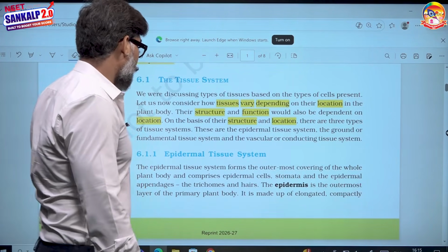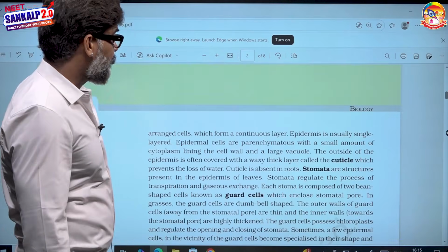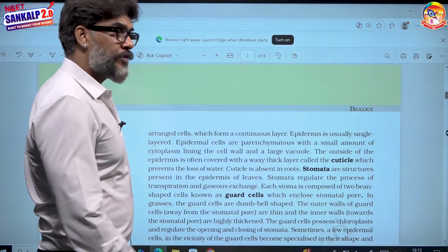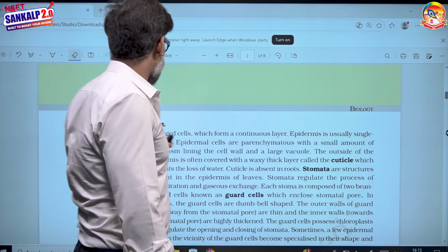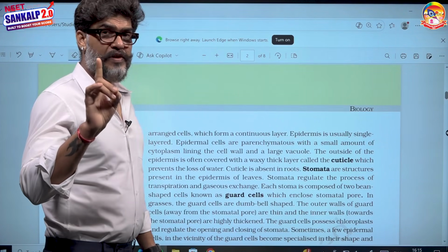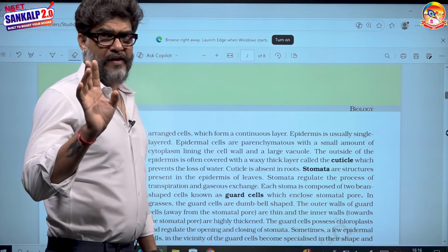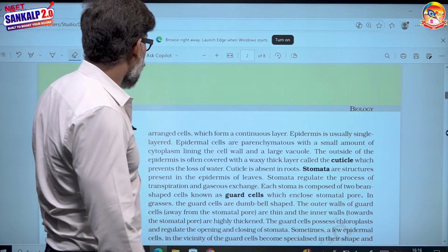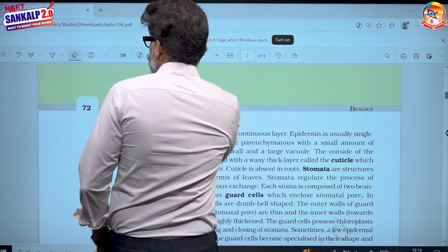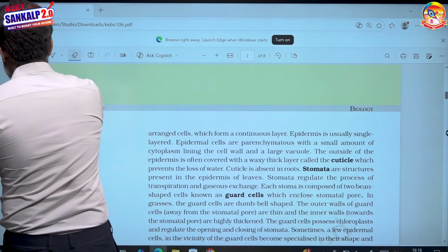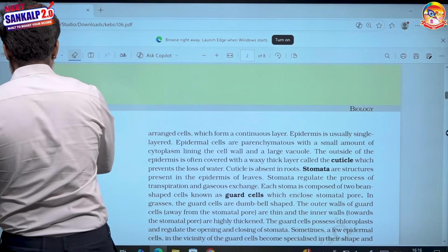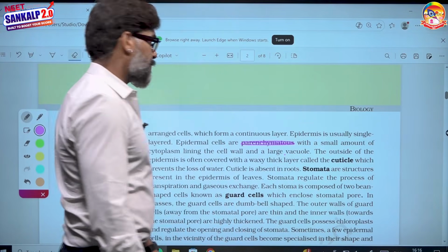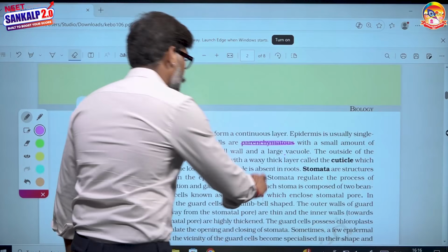Epidermis is the outermost layer of the plant body, made up of elongated, compactly arranged cells. Cells of the epidermis are compactly arranged, which form a continuous layer. Epidermis is usually single layered. Exceptions are there, like in hydrophytes or xerophytes, where the epidermis may be more than one layer. Epidermal cells are parenchymatous. You have to keep this also in your memory. They have a small amount of cytoplasm lining the cell wall and a large vacuole.